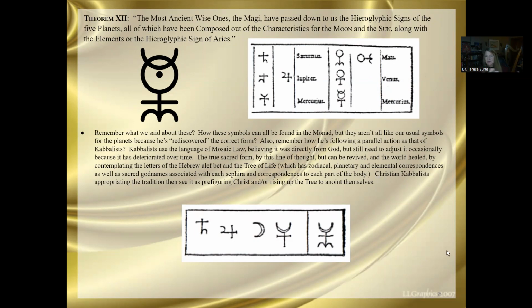Christian Kabbalists who appropriate the tradition of Kabbalah haven't, with the exception of Dee, as far as I know, done this with planetary symbols and all other symbols, but they do appropriate the tradition to see it as prefiguring the return of Christ and or the rising up the tree. Remember, in Greek, Christ would be Christos, which means the anointed one. So as a way of anointing themselves.